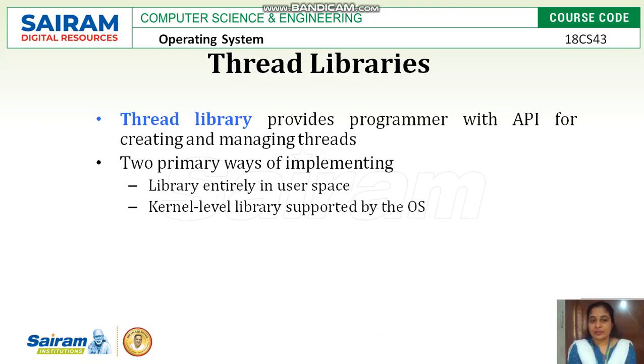Two primary ways to implement thread libraries are: if you are using a Java program, you can write a multi-threaded program, or you can add the multi-threaded concept in your application as well, or your operating system will have the concept of kernel level library support. If your application doesn't have multi-threading in its execution or programming, then the operating system will activate the kernel level thread library and allocate the processing in a multi-threaded way.